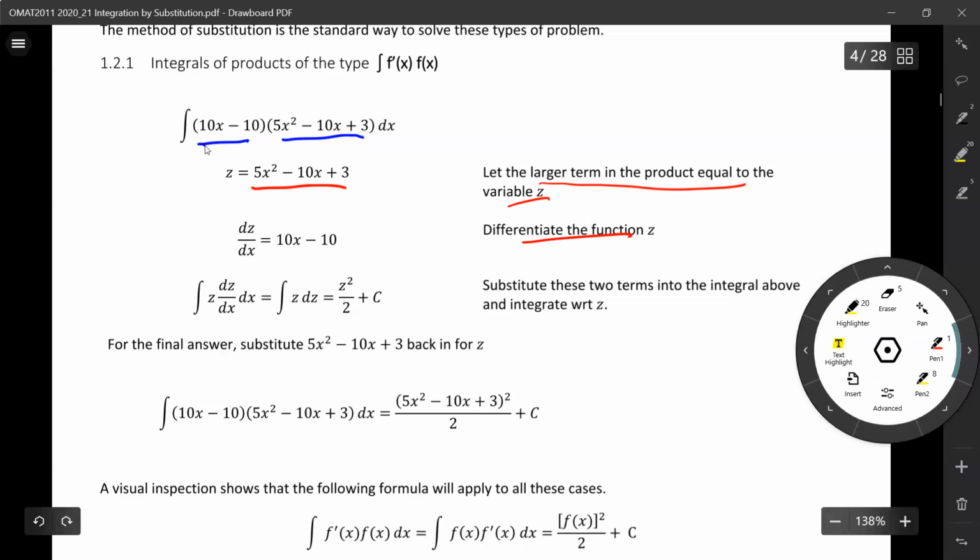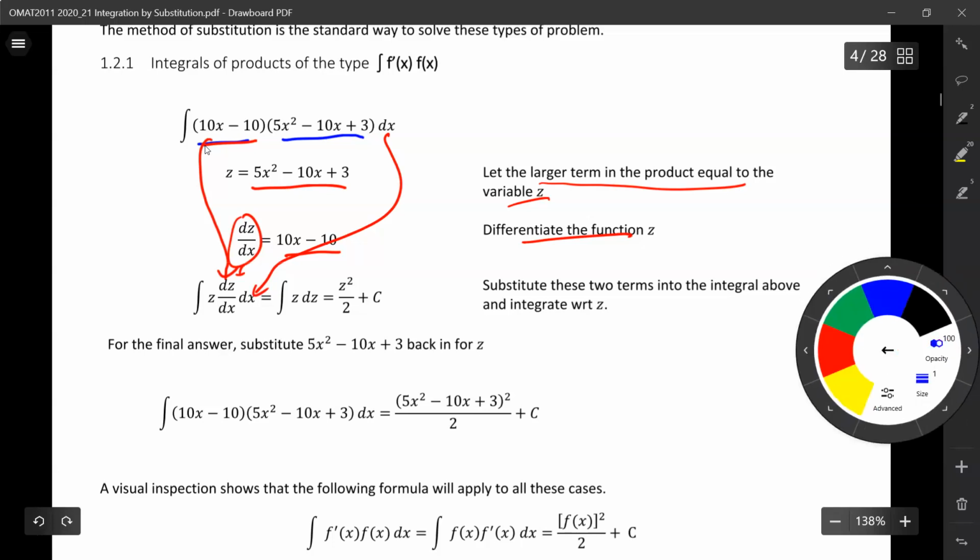Differentiate the function. dz dx is 10x minus 10. And then what you do is you basically substitute that in. So if you look here, we have 10x minus 10. We put dz dx in for that, so we substitute that in there. We have our dx's here, and we have our z. So I'm going to do it up here. If I write it the other way around, 5x squared minus 10x plus 3 times 10x minus 10 dx.